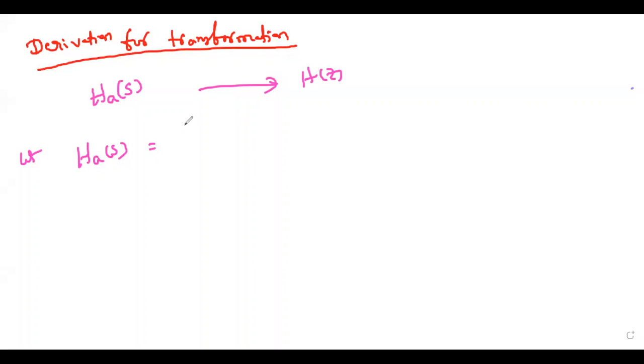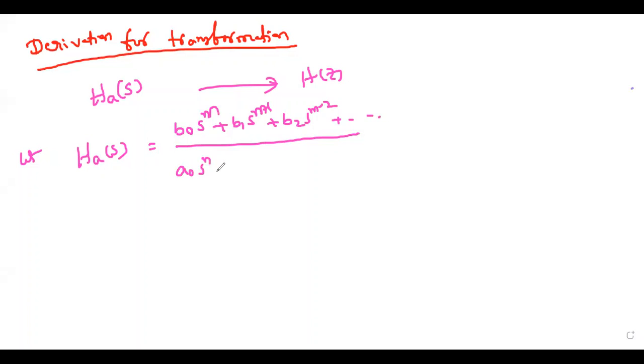So you will be having some numerator polynomial and denominator polynomial. Take b1 s power m minus 1 plus b2 s power m minus 2 and so on, divided by, in a similar way in the denominator, a naught s power n plus a1 s power n minus 1 plus and so on. Numerator polynomial and denominator polynomial basically will be there.